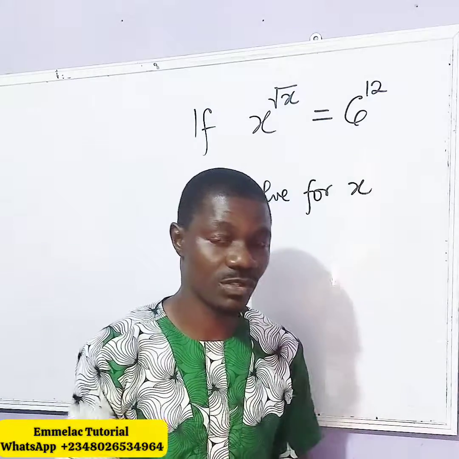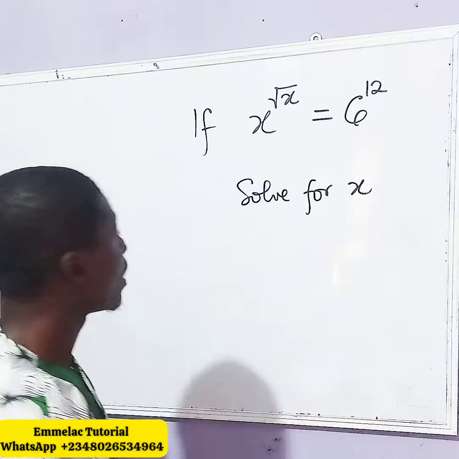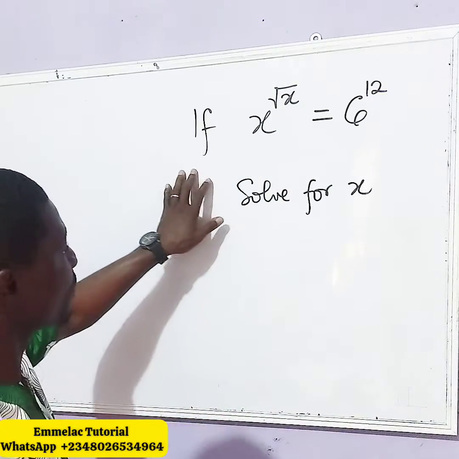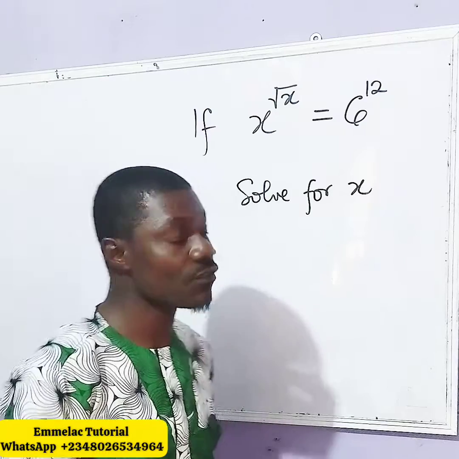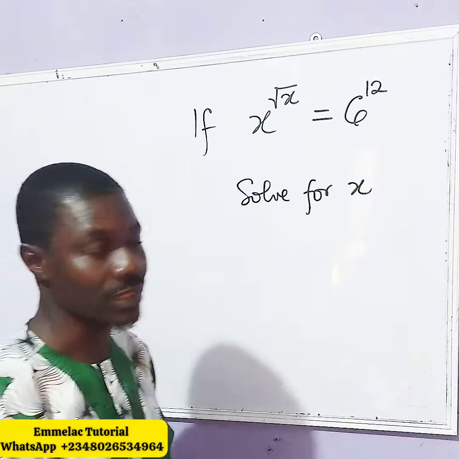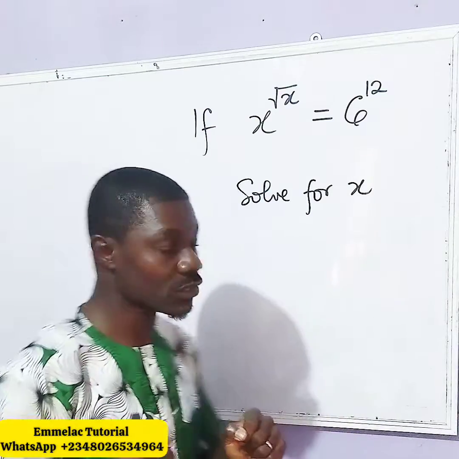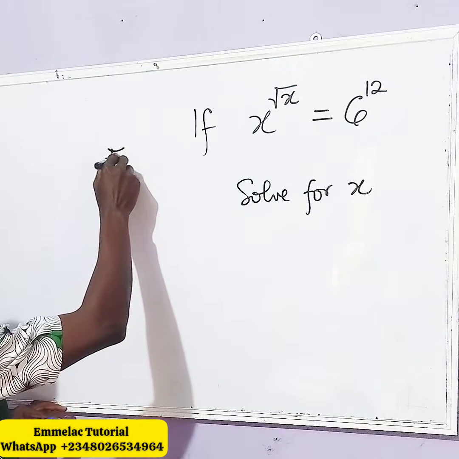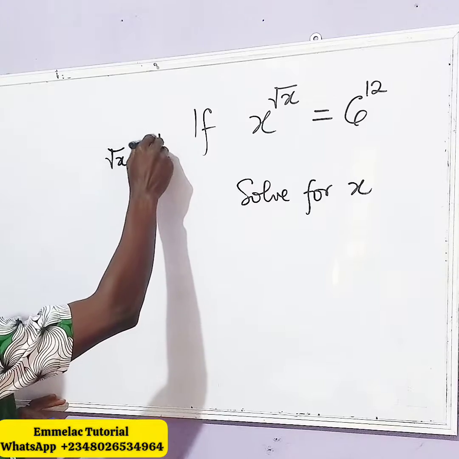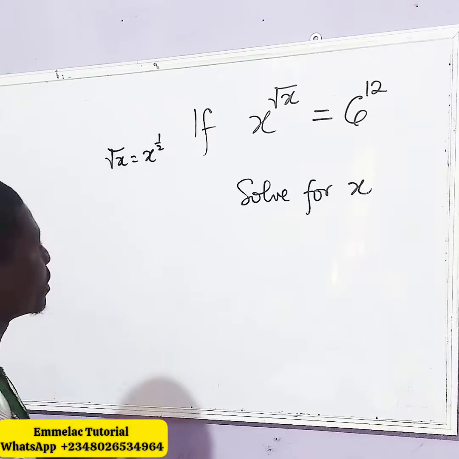Now let us look at this beautiful and simple exponential equation. It reads: if x raised to the square root of x equals 6 raised to 12, solve for x. Alright, first of all, let us recall that the square root of x gives us x raised to 1 over 2 in terms of exponent.